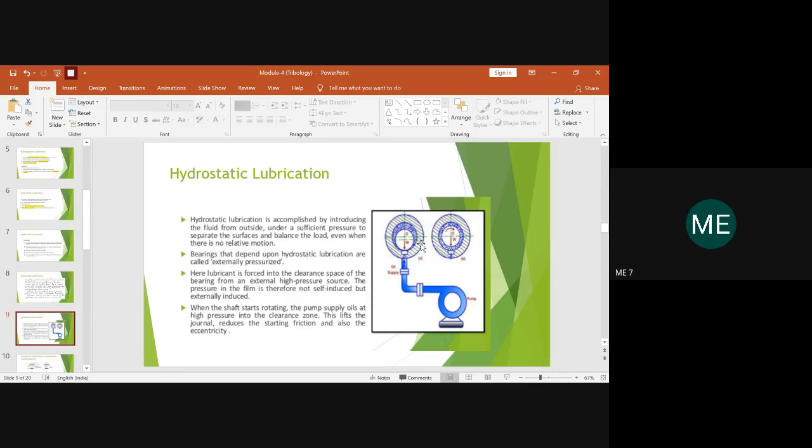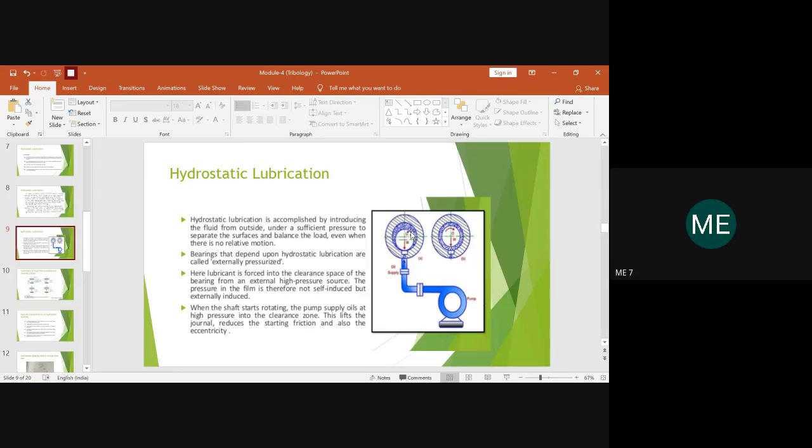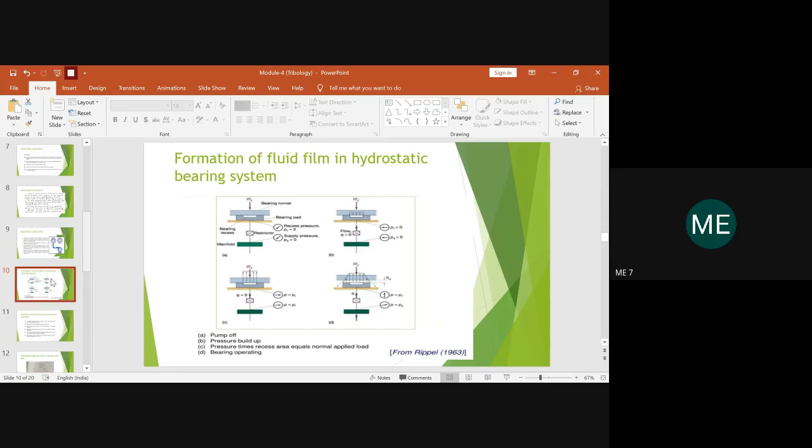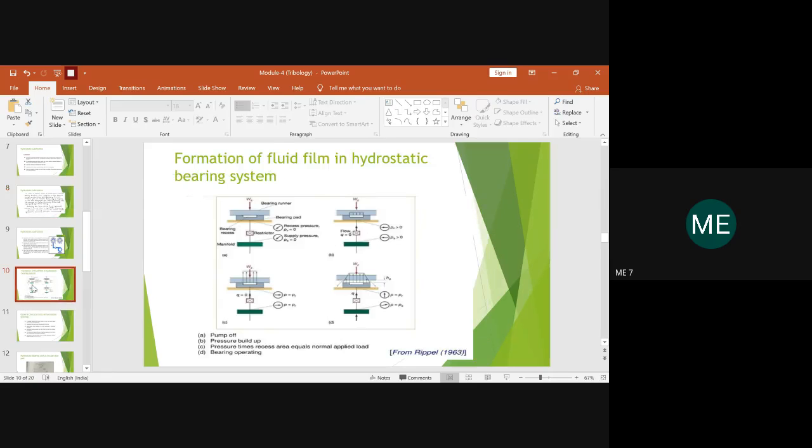So now almost the concepts of hydrostatic lubrication are clear enough. Now we should associate this concept of hydrostatic lubrication to our bearing system, and hence it is nothing but the hydrostatic bearing system. I told you that it has two names, hydrostatic bearing as well as hydrostatic step bearing. You'll come to know why the name step bearing has been given a little bit later.